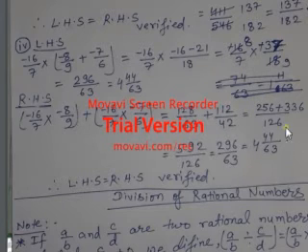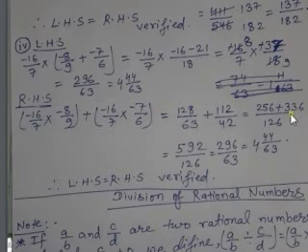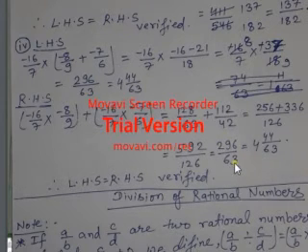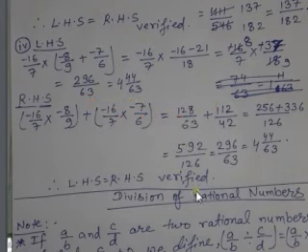In the same way, 126 divided by 42 is 3. 3 into 112 is 336. So when we add these two, it becomes 592 by 126. And when we reduce, then it becomes 296 by 63. This is same as this. Okay, and then we can convert it, that is 444 by 63. Hence, when LHS and RHS become same, you can write LHS is equal to RHS, verified.